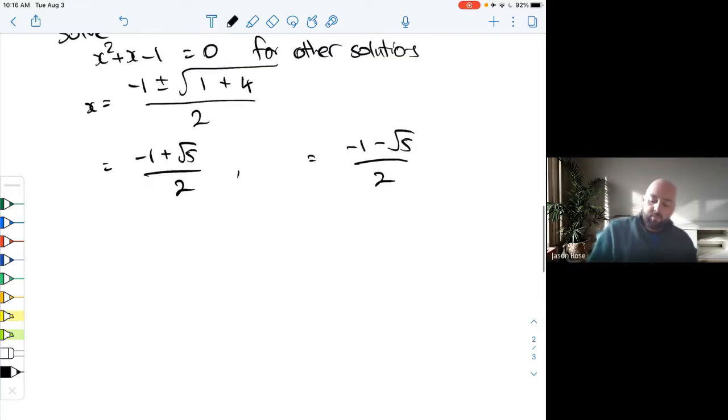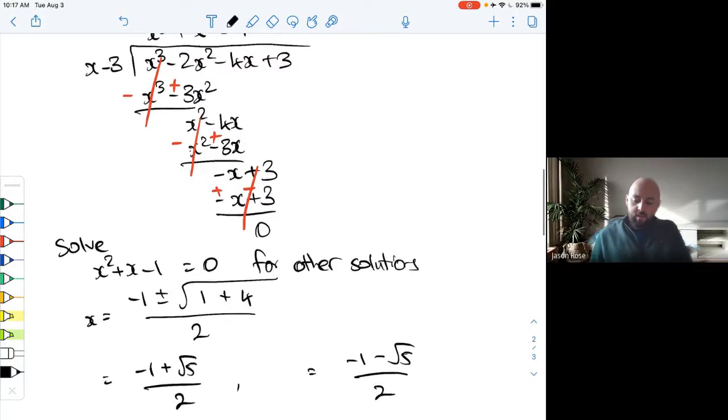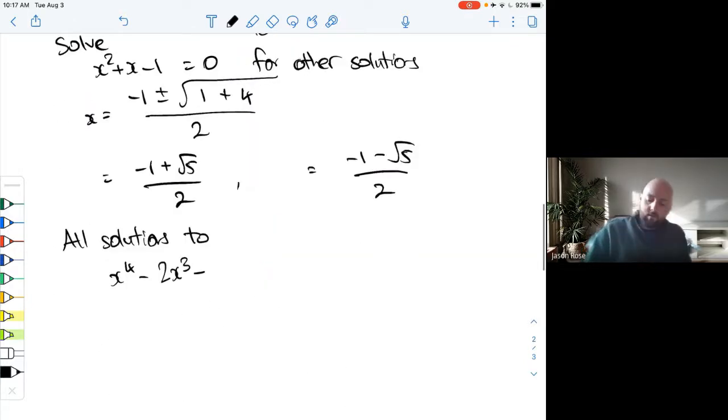So now what we've done is we found all solutions to the equation, originally it was x to the 4 minus 2x cubed minus 4x squared, minus 4x squared? Yeah, is equal to 0.